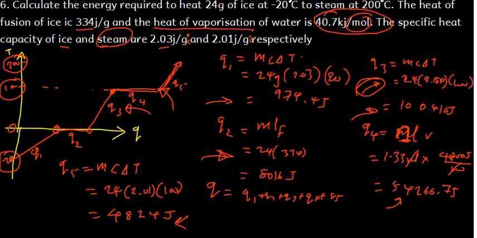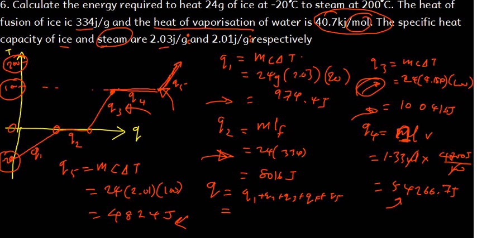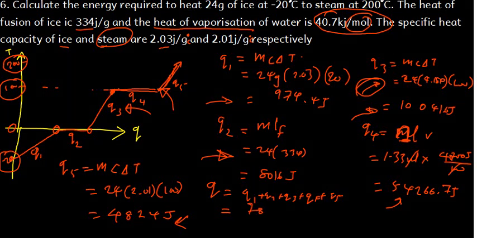80.16, and then plus 974.4. So therefore the heat or the energy that is going to be required is 78,122.7 joules of energy. So this is the energy that is going to be required for us to convert ice at that temperature to steam at also that temperature.